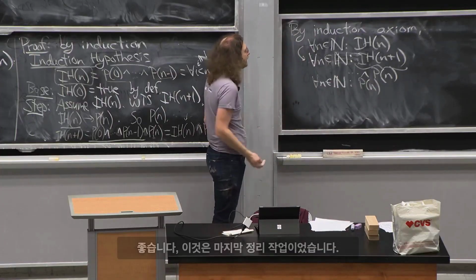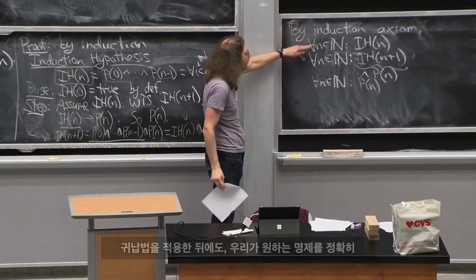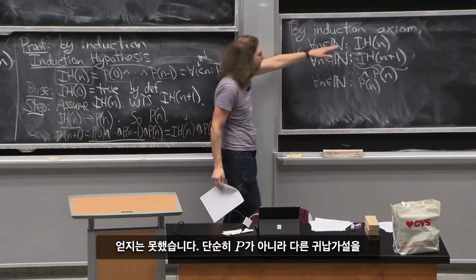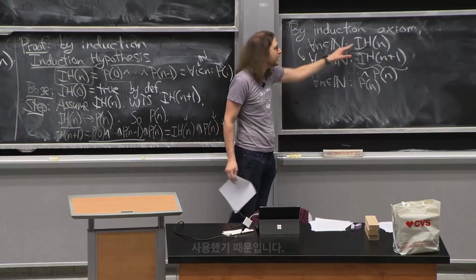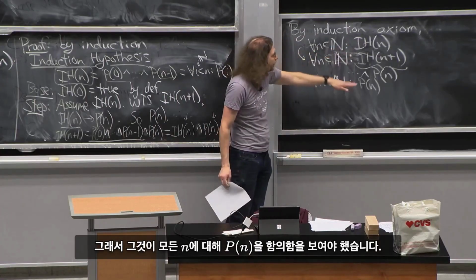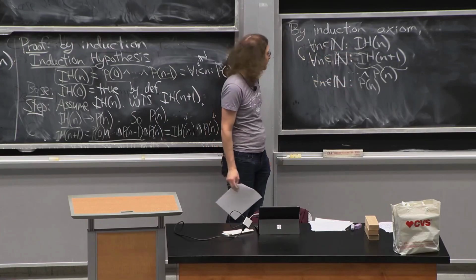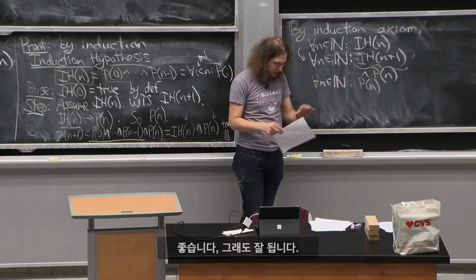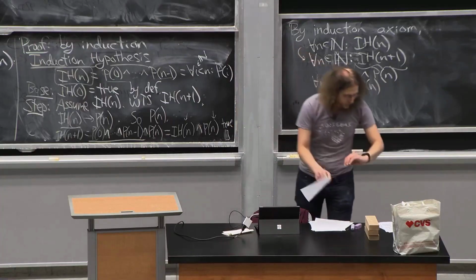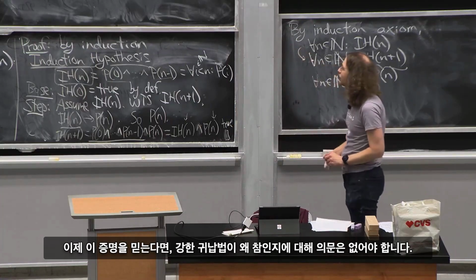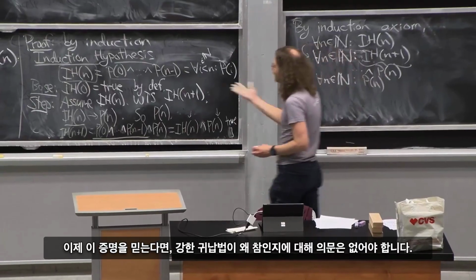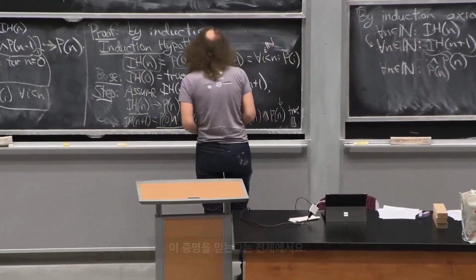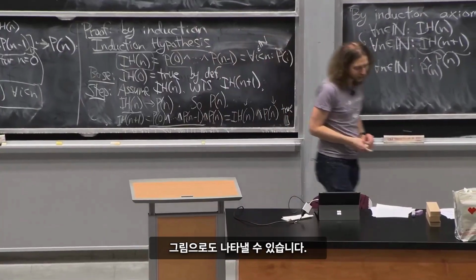Okay, so this was a final cleanup. After we did induction, we didn't quite get the statement we wanted because we used a different induction hypothesis than just P. And then we needed to show that that implied P of n for all n. Okay, but it works. Cool. So now there should be no question about why strong induction is true, assuming you believe this proof. You can draw a diagram.